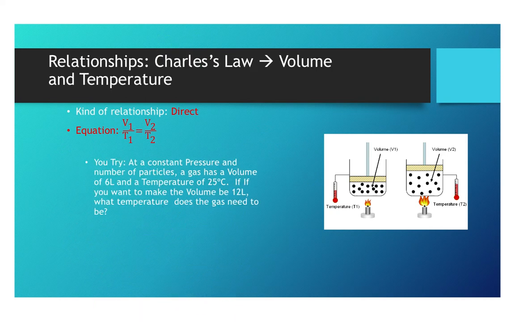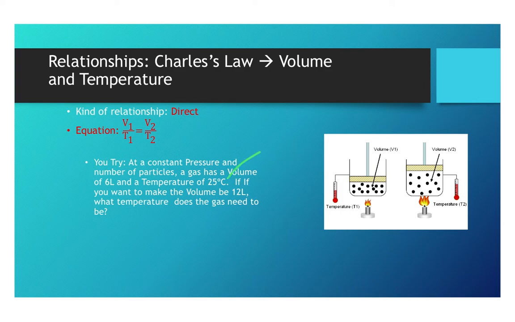All right, another try-it-yourself problem. At constant pressure and number of particles, a gas has a volume of 6 liters and a temperature of 25 Celsius. If you want to make the volume be 12 liters, what temperature does the gas need to be? You go ahead and try working on this, and then we'll come back together in a few minutes for you to be able to see how the answer works out.